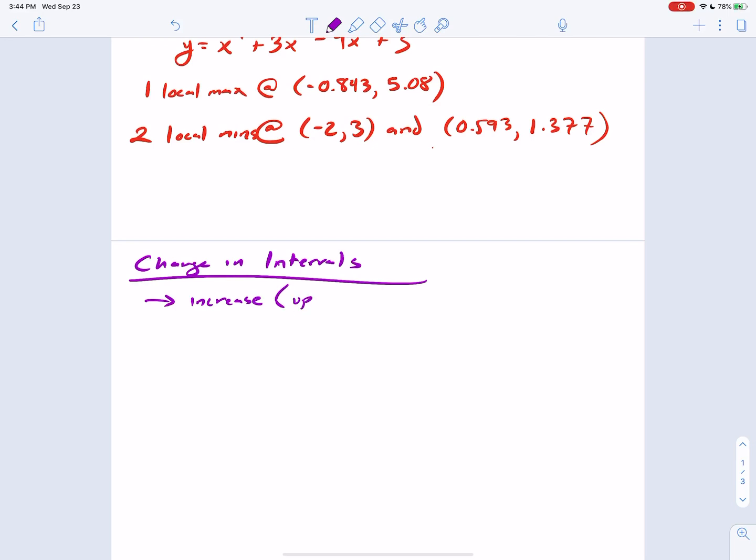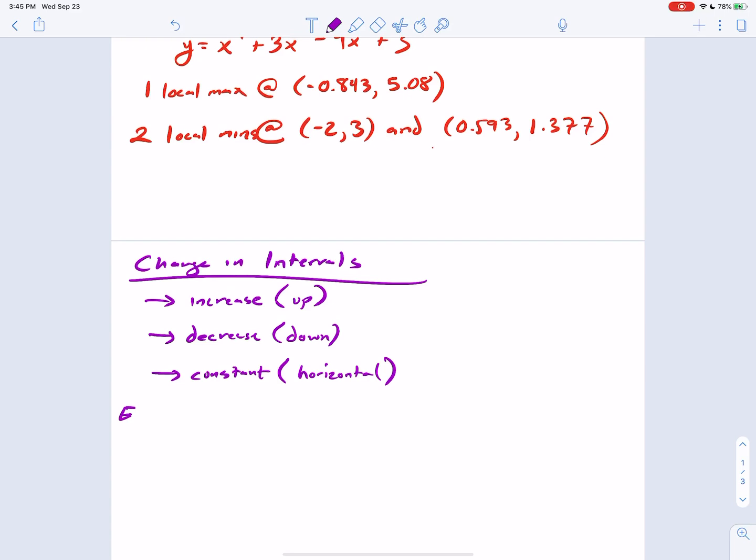meaning it goes up, okay? The graph can decrease, meaning it can go down, or it can be constant. Constant just means it's not changing in value, so it's horizontal. It's not going up or down. It's just staying sideways, okay? So let me give you a picture here.